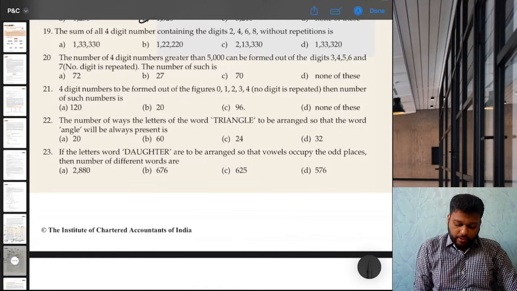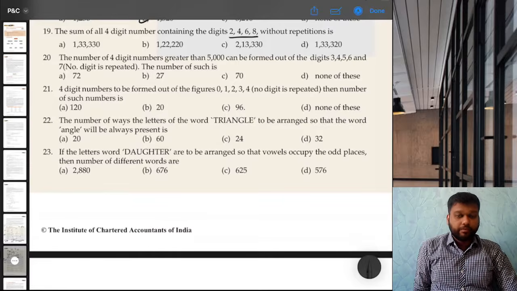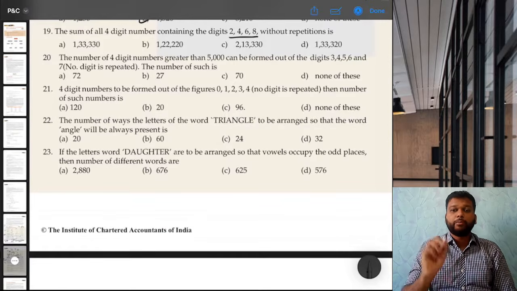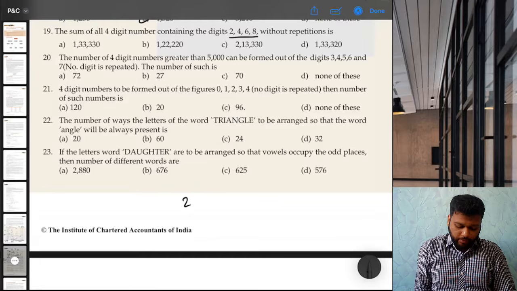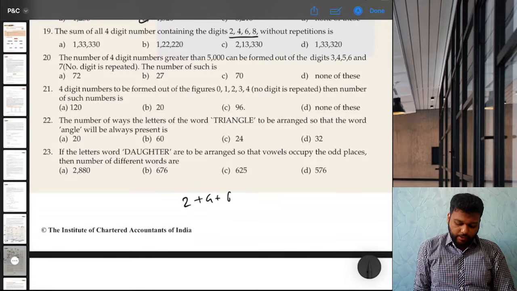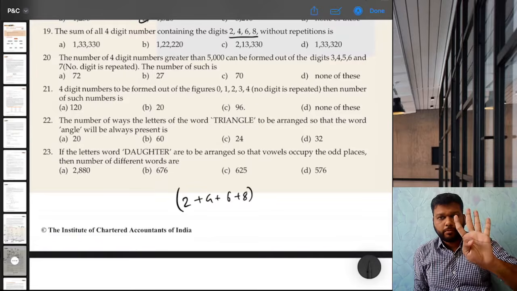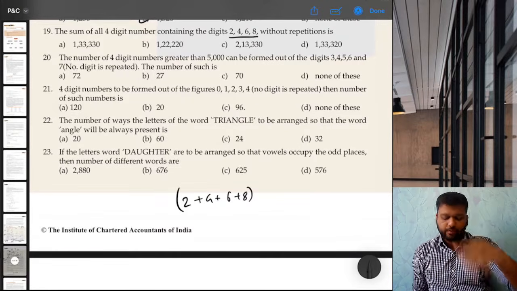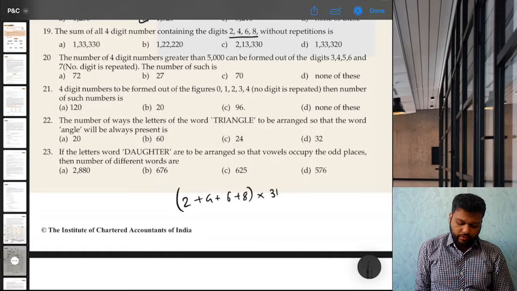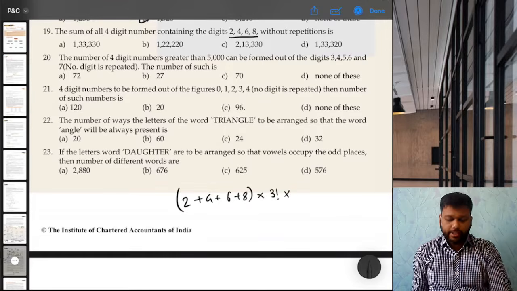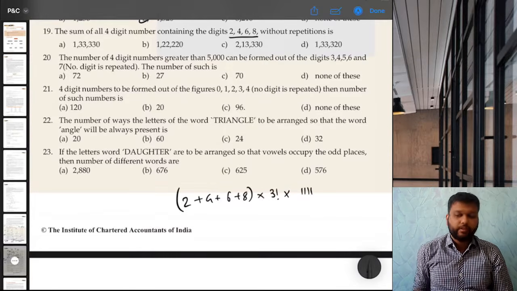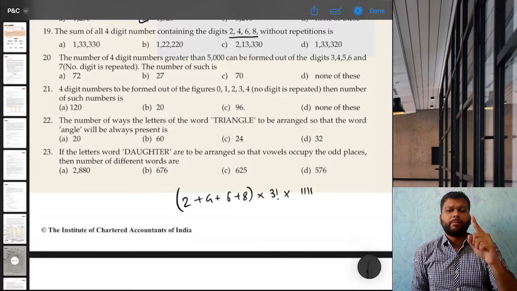What is that shortcut? 2, 4, 6, 8, right? We want the sum of all the numbers formed with 2, 4, 6, 8. So just do this plus this plus this plus this. Take the sum of all the numbers. Then there are 4 numbers, right? So take 4 minus 1 factorial, that is 3 factorial. And we want a 4-digit number, so multiply by 1, 1, 1, 1. If it is a 5-digit number, we'll multiply by 1, 1, 1, 1, 1.